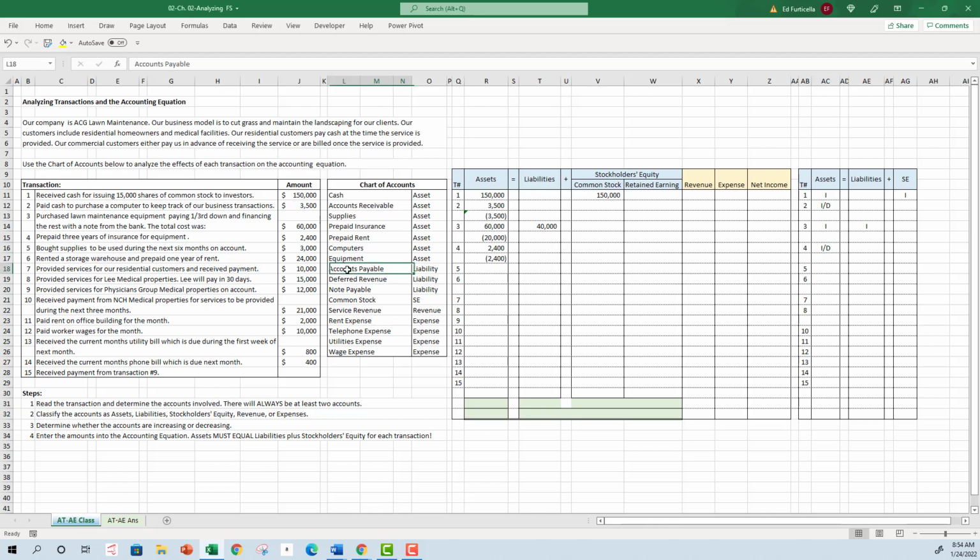So for this transaction, supplies is an asset. The asset is increasing. Now, supplies is an asset because it's going to be used over a 6-month period. We wouldn't want to expense it all during the current month. We want to expense it over the time we actually use it. Accounts payable is a liability. So both our assets are going up and our liabilities are going up by $3,000. We have an increase in assets, increase in liabilities.